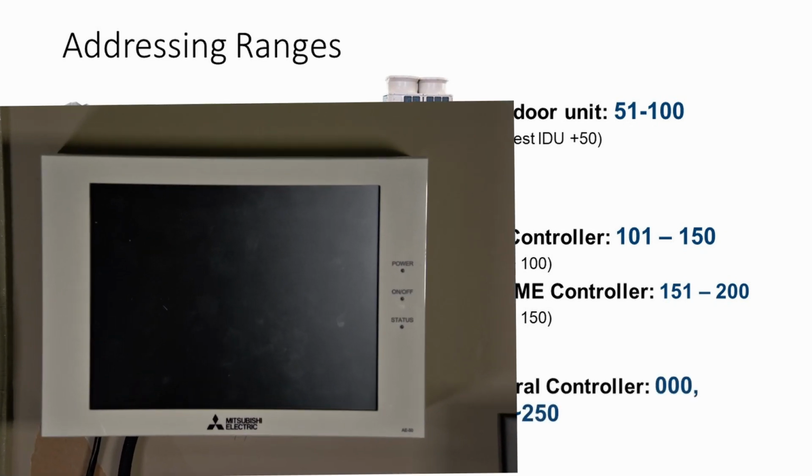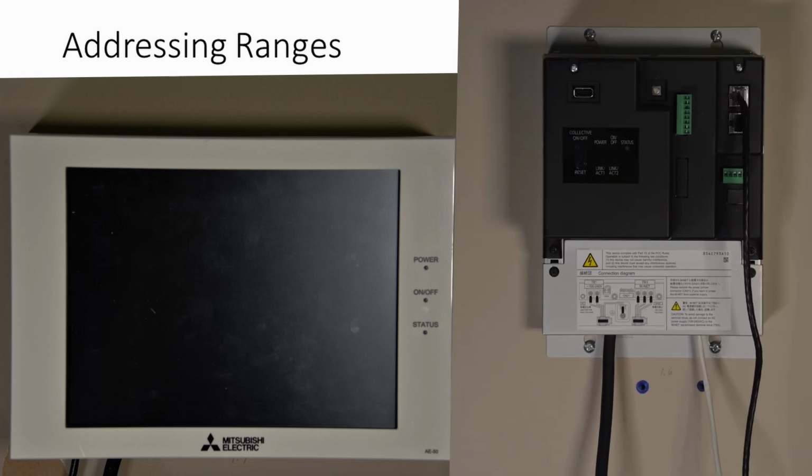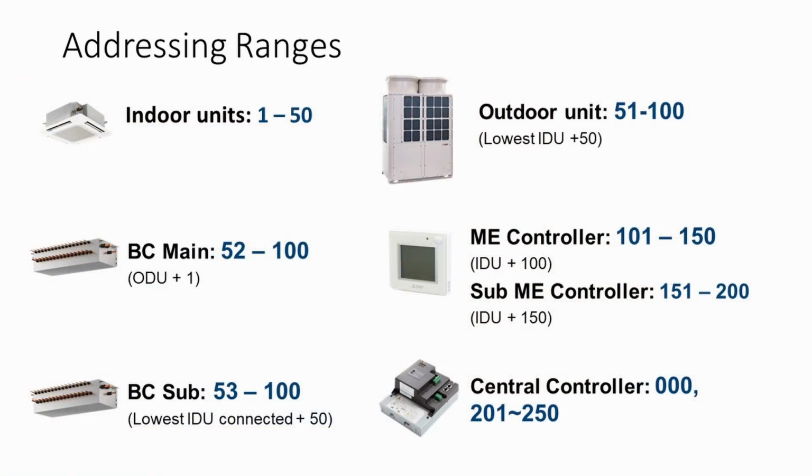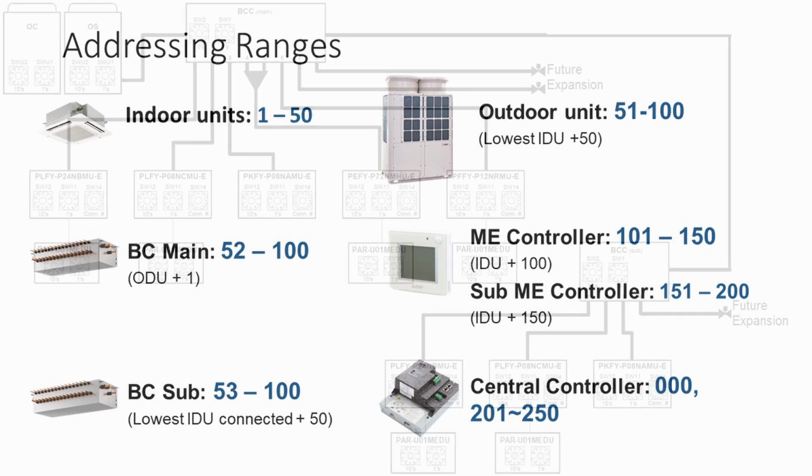Whichever centralized controller you are using will come out of the box at address 000. If you only have 1 controller on the system, then you do not have to change that number. However, if you're using multiple centralized controllers in a system, then you would want to change that number since we cannot have duplicate addresses anywhere. Address range for the centralized controller would be 201 through 250.